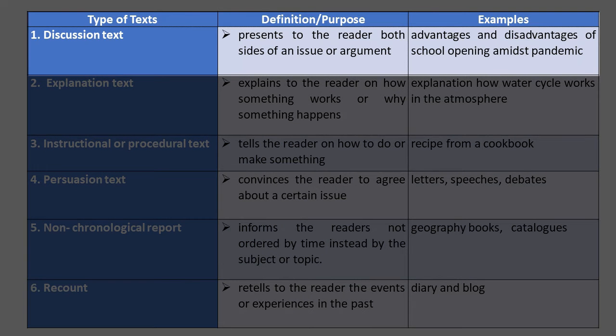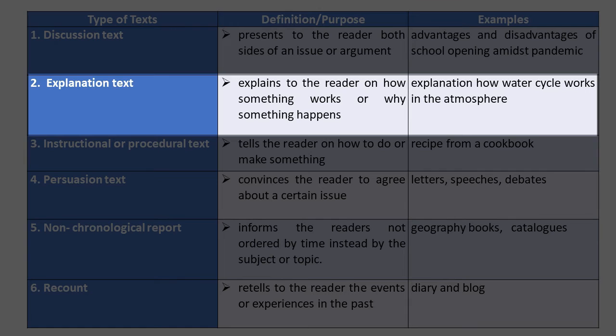Number 1. Discussion text is a type of text that presents to the reader both sides of an issue or argument, and a typical example of this text is the advantages and disadvantages of school opening amidst pandemic. Second type is the explanation text, whose purpose is to explain to the reader how something works or why something happens, just like the explanation on how the water cycle works in the atmosphere.